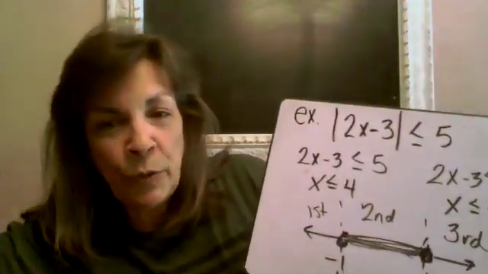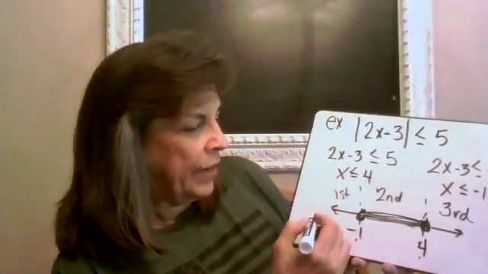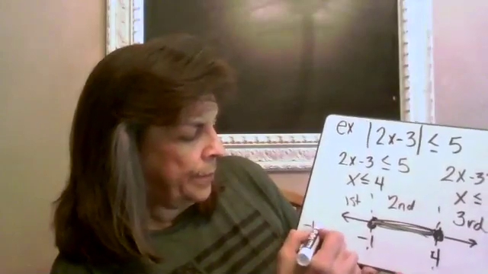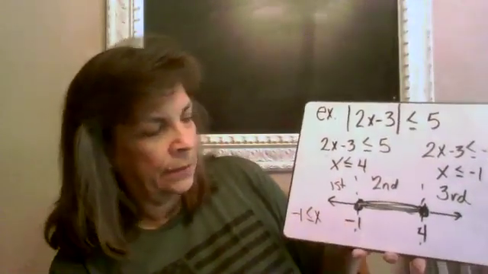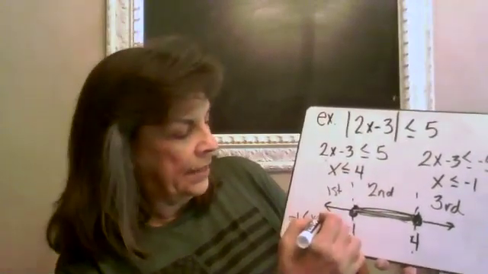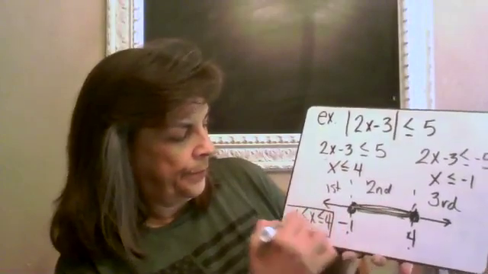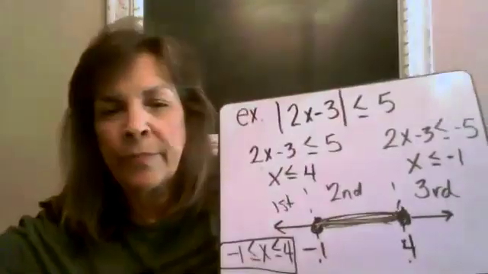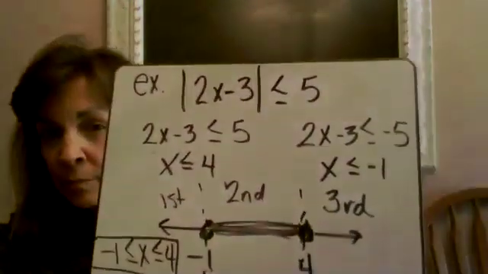My answers would be between negative 1 and 4. So what I have here is negative 1 is less than or equal to x, and x is less than or equal to positive 4. That would be the answer. Okay?